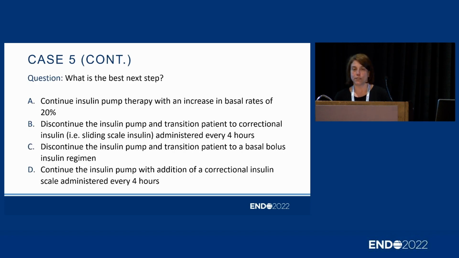This is not an audience response question, so you don't have to break out your phones. But what's the next best step for this patient? A, should we continue the insulin pump with an increase in her basal rates of 20%? B, should we discontinue the insulin pump and transition the patient to correctional insulin administered every 4 hours? C, should we discontinue the insulin pump and transition the patient to basal bolus insulin? Or D, should we continue the insulin pump with the addition of correctional insulin scale administered every 4 hours? I'll give you 1 second to think in your head what that answer is, and I'll show you the answer now.